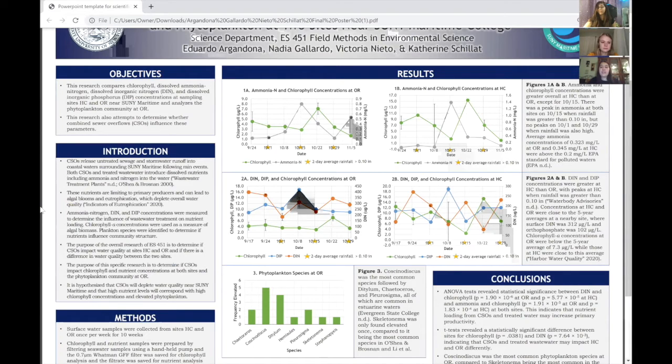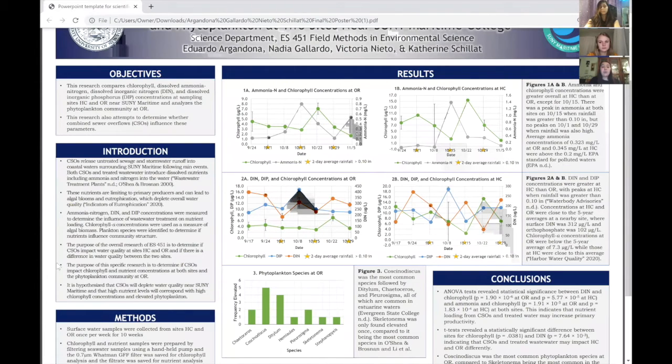Eutrophication is where there's an excess of nutrients in water, and this can deplete the water quality and the marine life by decreasing its oxygen levels. Ammonia nitrogen, DIN, and DIP concentrations were measured to determine the influence of wastewater treatment on nutrient loading, and chlorophyll a concentrations were used as a measure of algal biomass. The plankton species were identified to determine if nutrients influence the community as a whole.